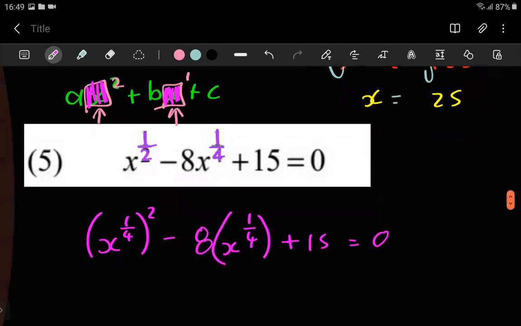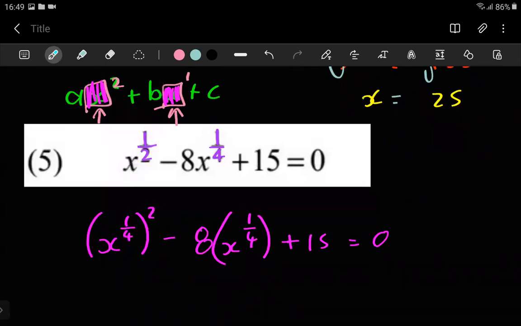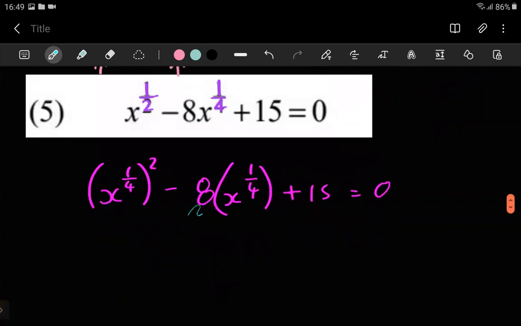So what this does is, you have that scenario: something squared, something to the power of 1. Now you are comfortably able to factorize, because remember, you want factors of 15 that give you 8. Let me write them down: 3 and 5.